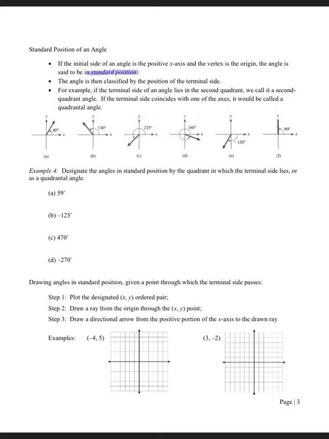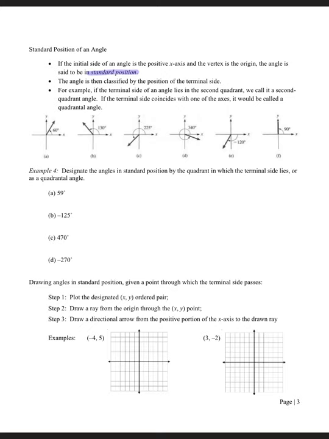For example, this would be a first quadrant angle because the terminal side is in the first quadrant. This would be a second quadrant angle. This would be third. Fourth. This would be considered a third because it's in the third quadrant. And then lastly, this would be a quadrantal angle because it lies on an axis.